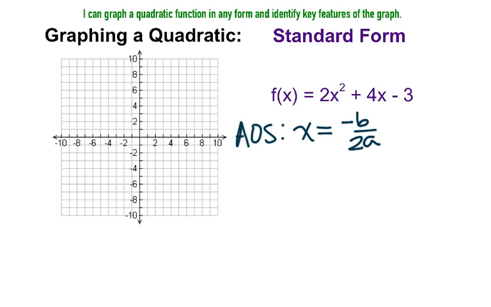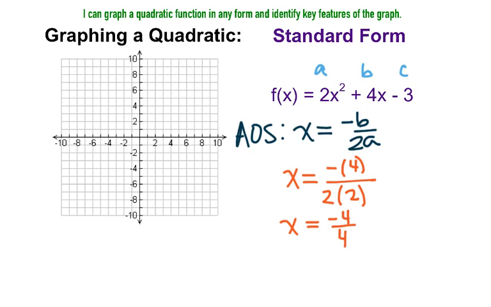So when we look at our equation, f of x equals 2x squared plus 4x minus 3, we know that our a value is 2, our b value is 4, and our c value is negative 3. So using those values to find our axis of symmetry, we would do the opposite of 4 divided by 2 times 2. And when we simplify this, we get negative 4 over 4, which is negative 1. So we know we've got this invisible vertical line at x equals negative 1 that splits my graph into two symmetrical sides.